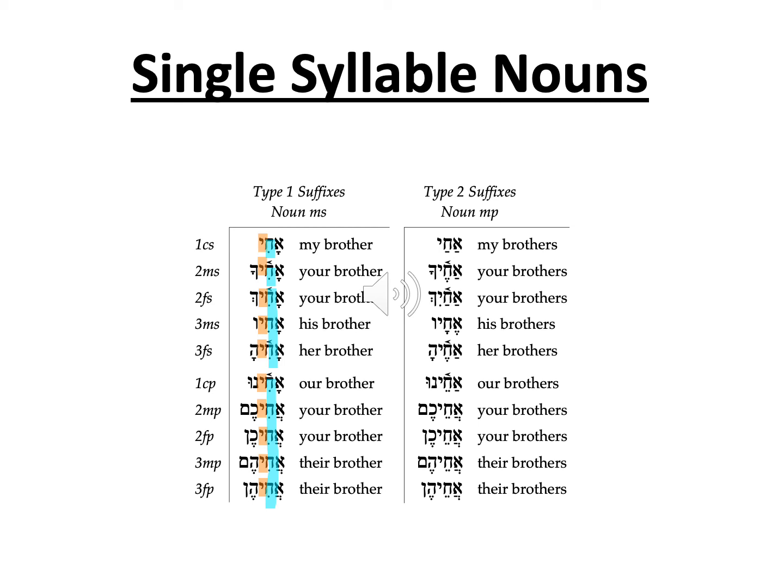Single-syllable nouns, as you see here, have a yod in both the singular and the plural, type 1 and type 2. However, there is a way to differentiate, and that is that type 1 suffixes on the singular noun will always have hirik as their connecting vowel, as you see it under the chet here. Type 2 suffixes on the plural noun will never have a hirik. They may have sere, segol, patach, kamets, but never ever hirik. If there is a hirik as the connecting vowel, you will have a singular noun.